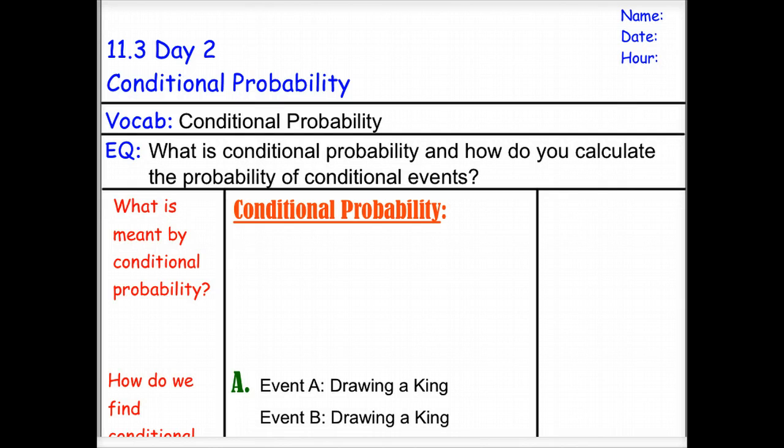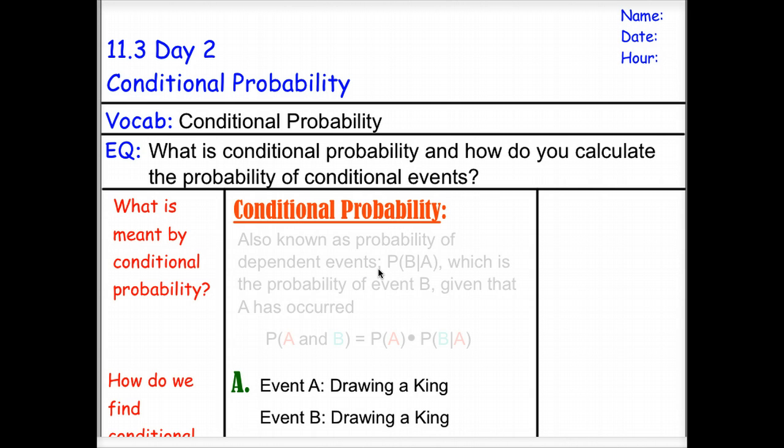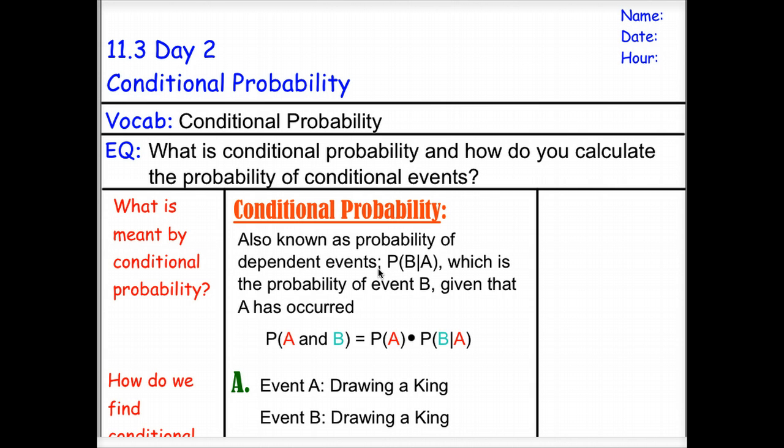Welcome back. The last time we met, we were talking about independent versus dependent events, and today we're taking one small baby step forward and talking about conditional probability. Conditional probability is probability of dependent events.